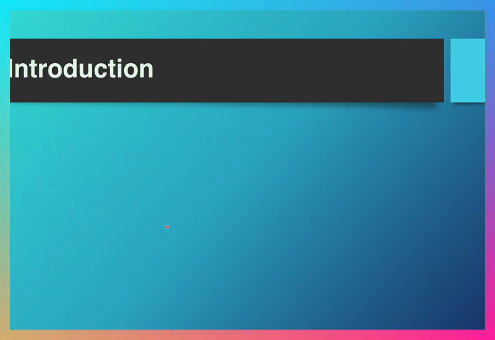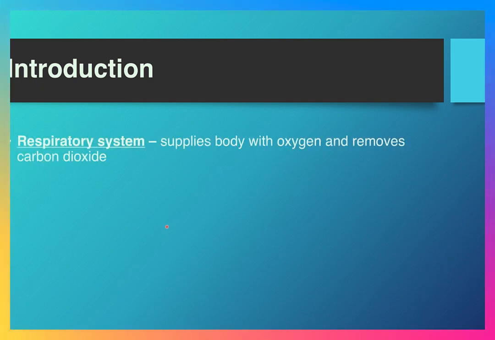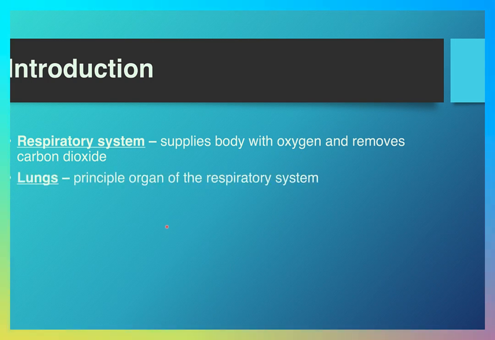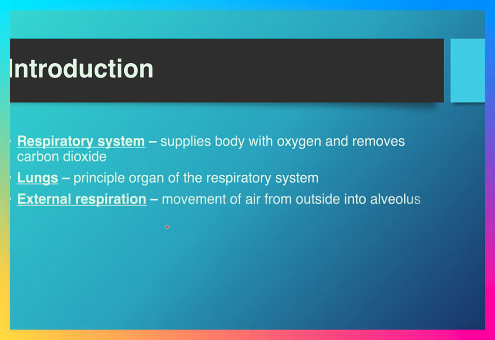Now we're going to move very quickly over to the respiratory system. The respiratory system takes in air from the outside, bringing with it oxygen, and then when you breathe out, you remove carbon dioxide from the body. So it's a form of excretory system as well as the intake of oxygen. The lungs are the principal organ that does the work of taking in the oxygen and removing carbon dioxide.